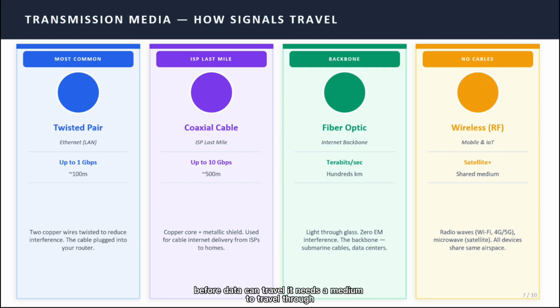Before data can travel, it needs a medium to travel through. Let's cover the four types quickly. Twisted pair copper wire. This is the internet cable plugged into your router. Two wires twisted together to cancel out electromagnetic interference. Handles up to 1 gigabit per second and its range is about 100 meters.